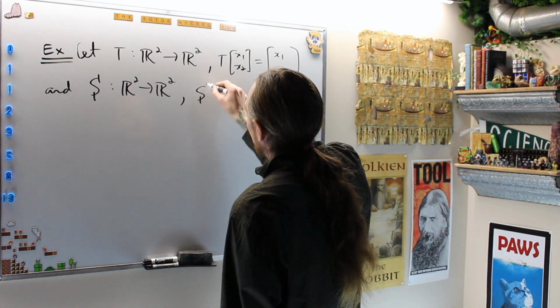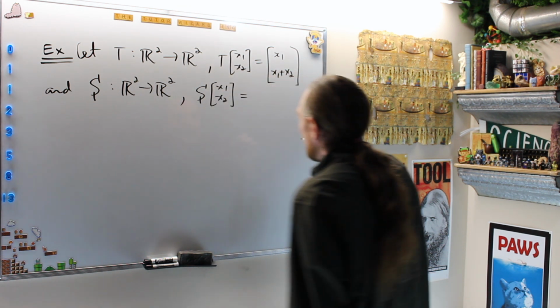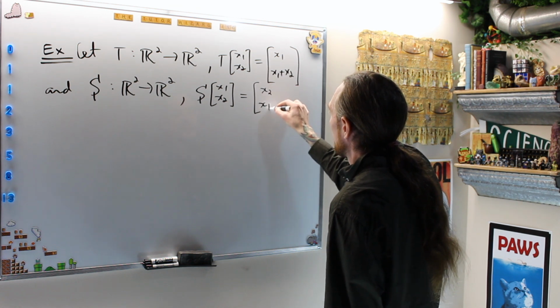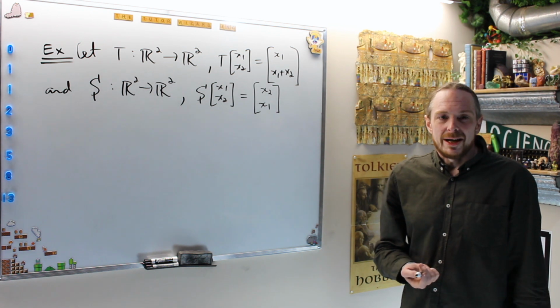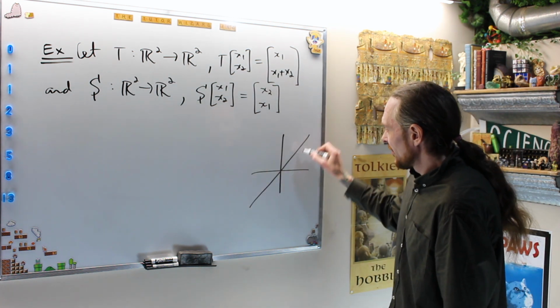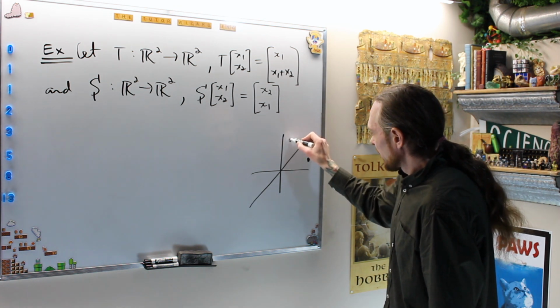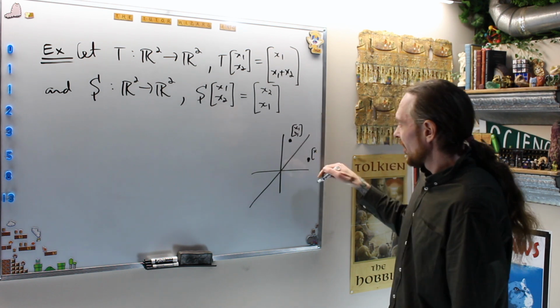And S of x is going to be defined as this guy, x2, x1. This is a reflection about the line y equals x in the plane. I'll show you in a second when we do the demonstration, but here's the point x. Here, actually, this is our starting point, x1, y1.